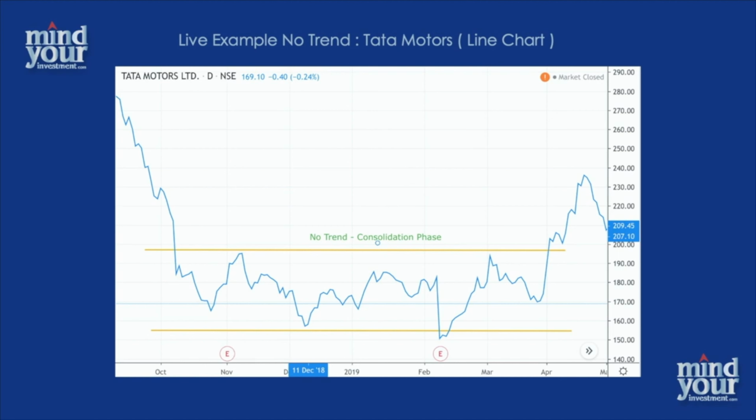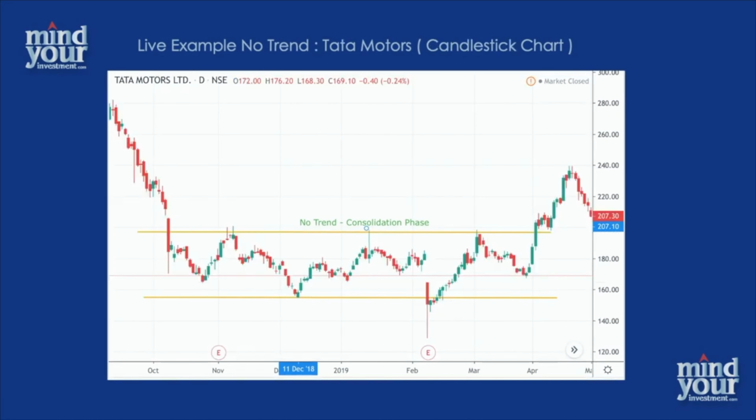And like I said, we always have to avoid the consolidation phase, as in we cannot take a fresh position or a new entry during a consolidation phase. So we will not exit a share when the consolidation phase starts. Similarly, we will not buy a share when the consolidation phase is going on. Similarly, if we see the candlestick chart here, you'll see that the price of the stock is again range bound, marked with the yellow lines on top and the bottom.